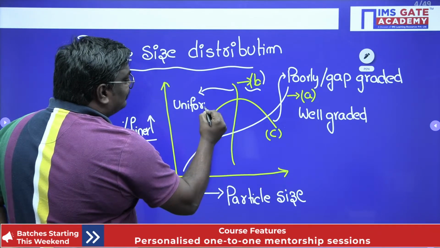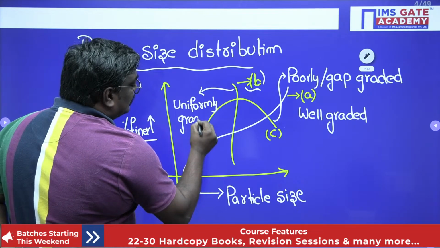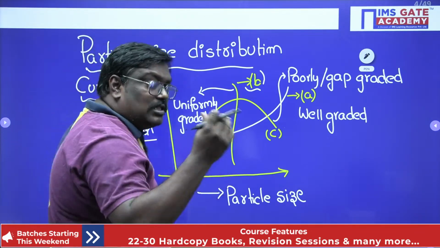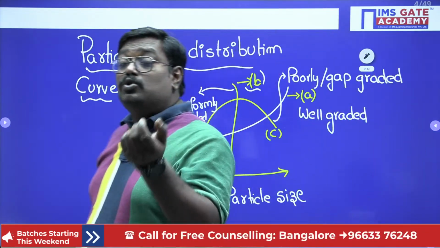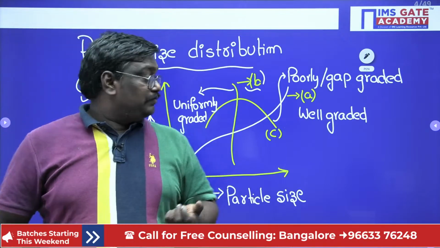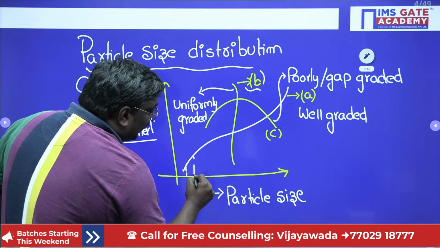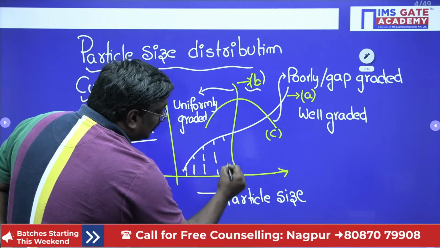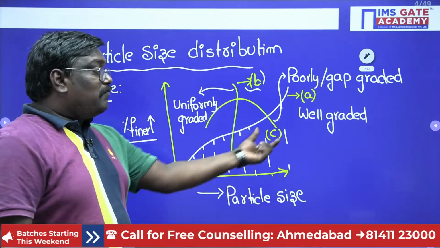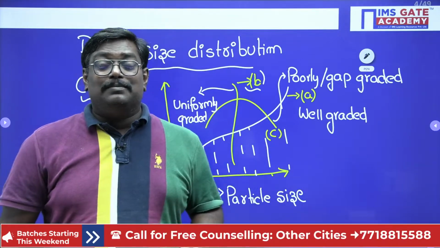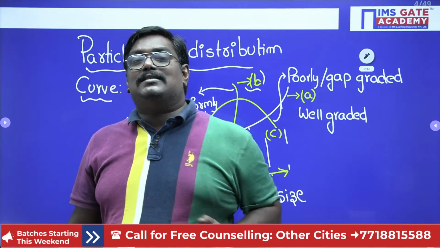So as an engineering student, you should understand some results from the graph, based on the shape of the graph. If you see this graph, all the particle sizes are present. So the well-graded soil definition is, it is a soil where particles of all sizes are present.